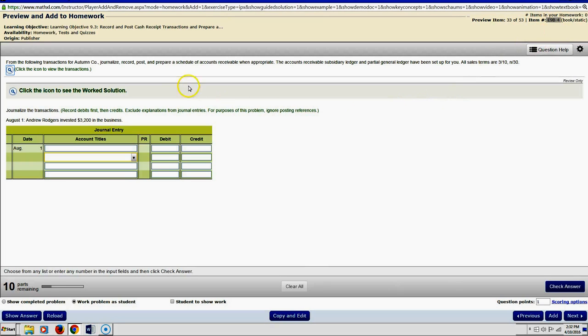And it has to do with journalizing, posting, merchandising transactions, and as well to prepare a schedule of accounts receivable, which is taken from what they refer to as a subsidiary ledger. And there are also some general ledger accounts that have been set up for you. All sales terms are 3/10, net 30.